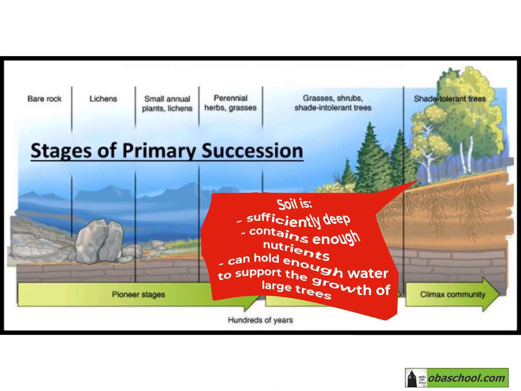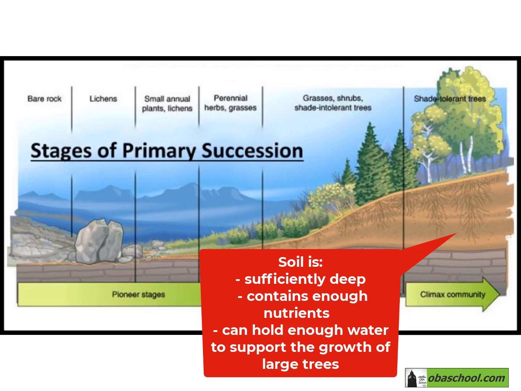Finally, the soil is sufficiently deep, contains enough nutrients, and can hold enough water to support the growth of large trees. These final species to colonize the new land become the dominant species of the now relatively complex ecosystem. So, the final community is now formed, containing all the different plant and animal species that have now colonized the new land. And this community is now called the climax community.